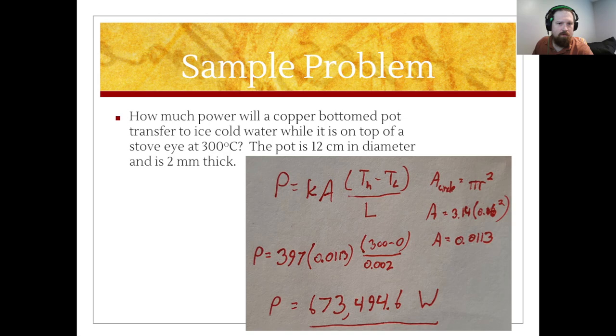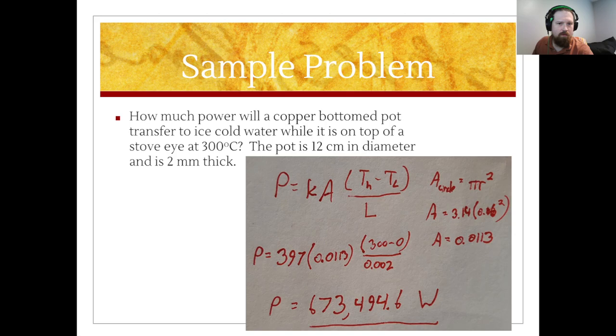We are told the diameter of the pot and the thickness of the pot. Now, its thickness is the L term in the formula. How thick the metal is, that's the L term. So we have L. That's good.